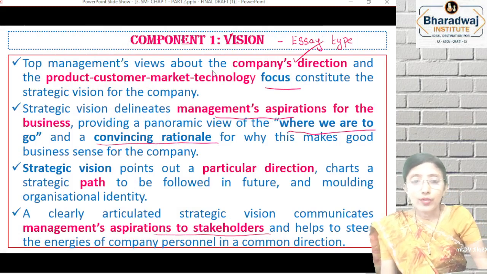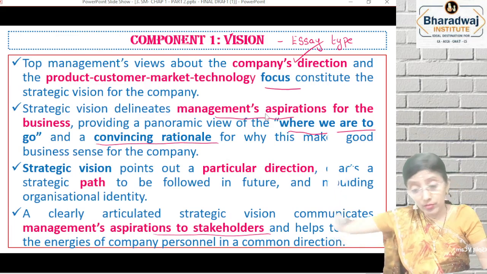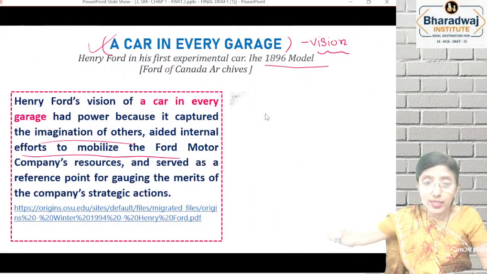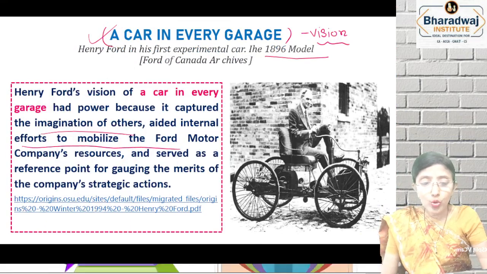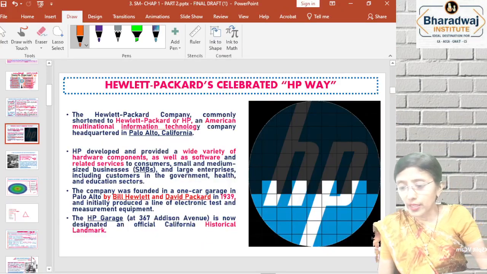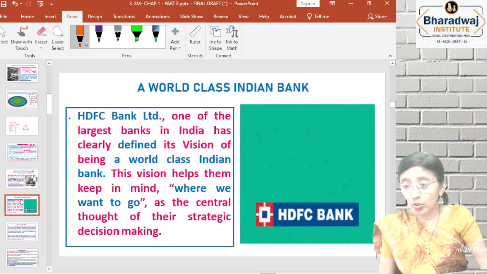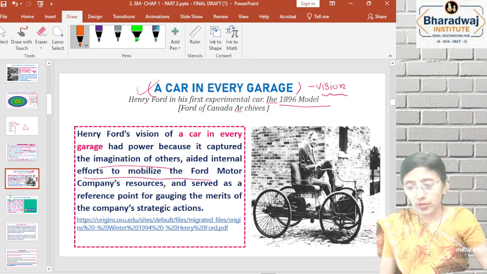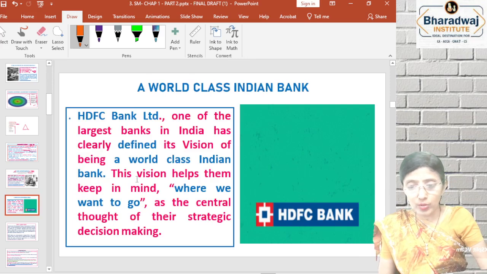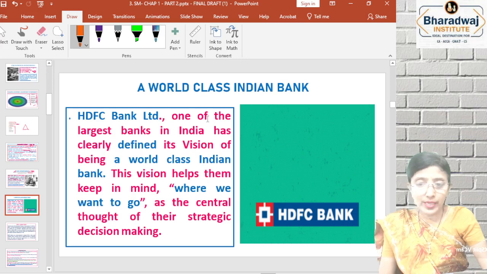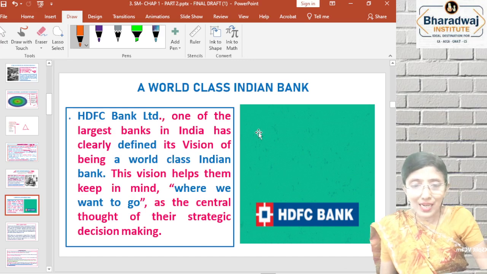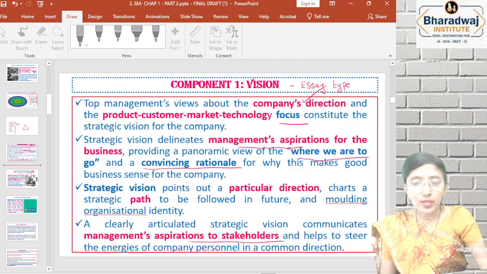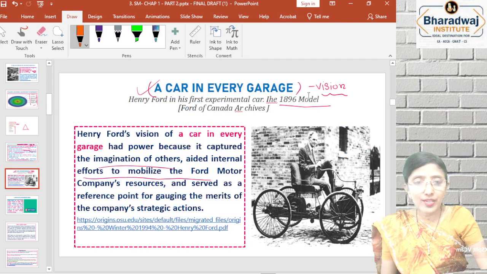Okay, now vision of the company, what is it? What we want to achieve, okay? Now this is the empirical part. Have you marked that for each of this? You have to study the empirical part. Have you noted that? Look at the examples for vision we saw. Henry Ford's vision. HDFC's vision. The vision helps them to keep in mind where we want to go. What is the vision? World-class Indian Bank. The vision is stated here. World-class Indian Bank. Here, a car in every garage vision.